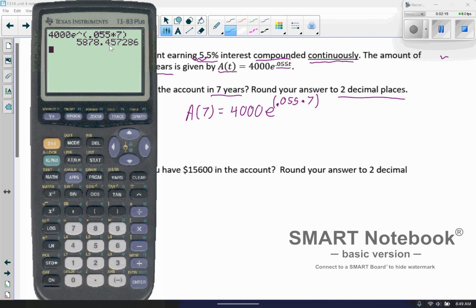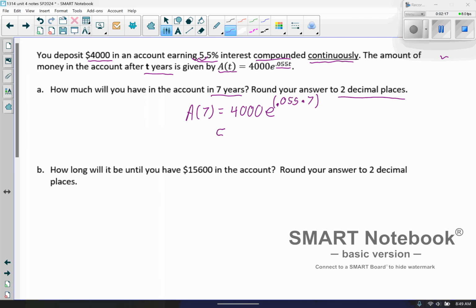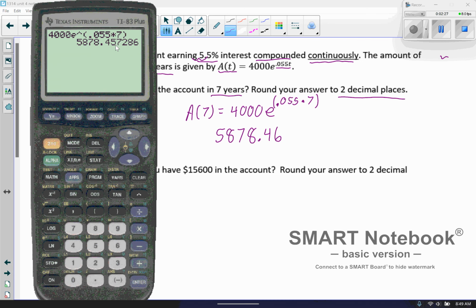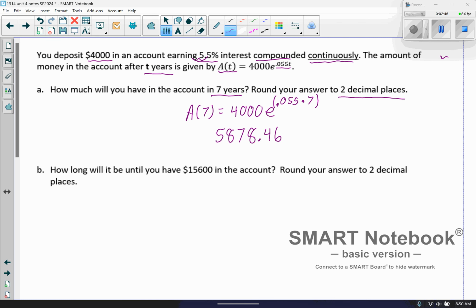So 58, 78, and then 46 cents. I had to round that 5 right there up to a 6 because of the 7 right here. Now, if it would have been like a 0.452 or 3 or 4, I would not have rounded up. But since it was 5 or higher, I had to round that up right there to a 0.46. Okay, so you've already done stuff like that from 4.1.